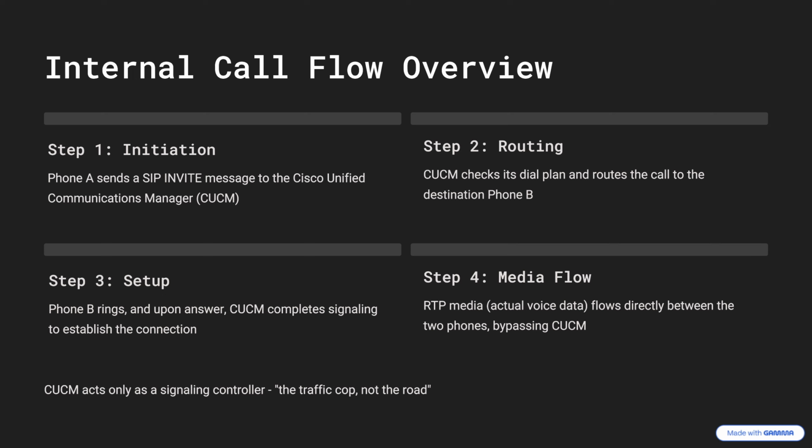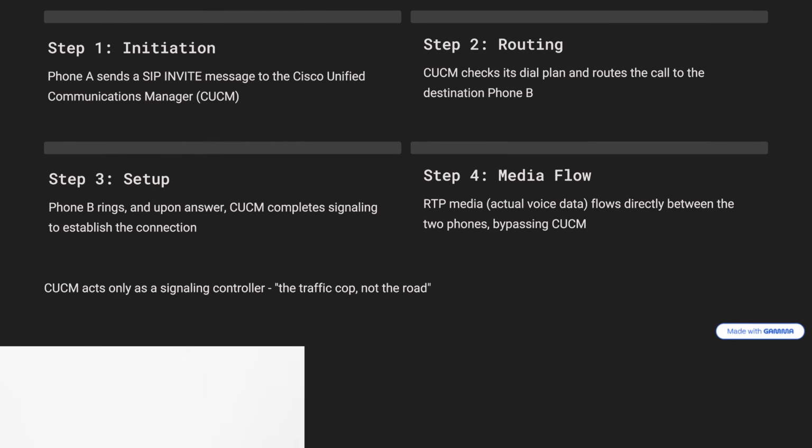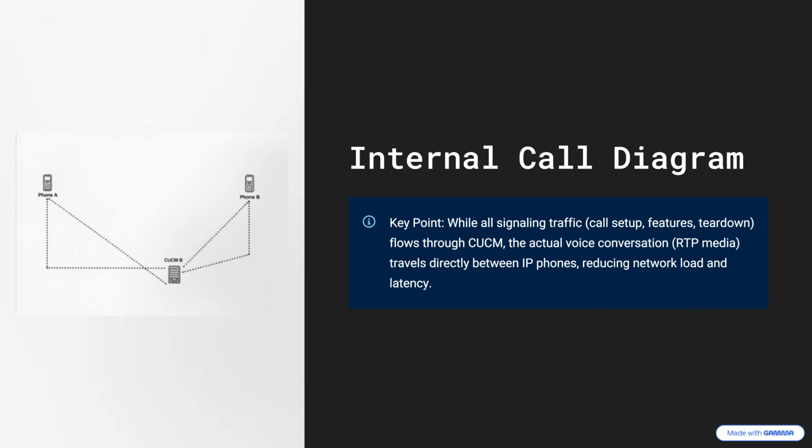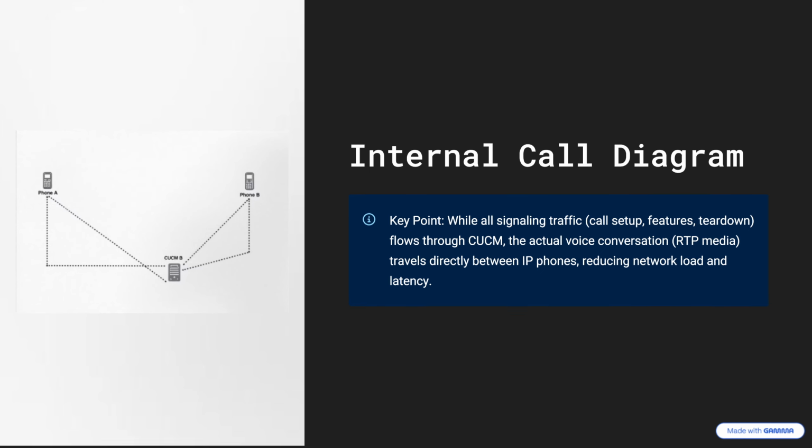CUCM does not touch the media. It just sets up the call, like a traffic cop directing cars, but not driving them. This diagram illustrates how SIP signaling flows through the CUCM while RTP, the actual voice stream, travels directly between the phones. This reduces latency and load on the CUCM, making the call more efficient.